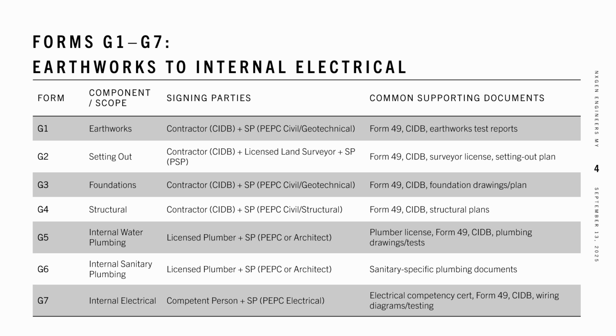Form G7 focuses on internal electrical systems, necessitating a competent person such as a wireman or chargeman and a PEPC electrical engineer, along with electrical competency certificates and wiring diagrams. These forms collectively ensure that foundational and internal systems are properly documented and validated by qualified professionals.